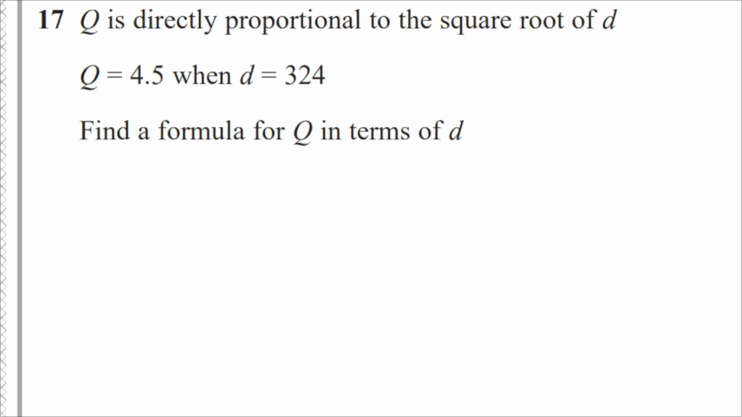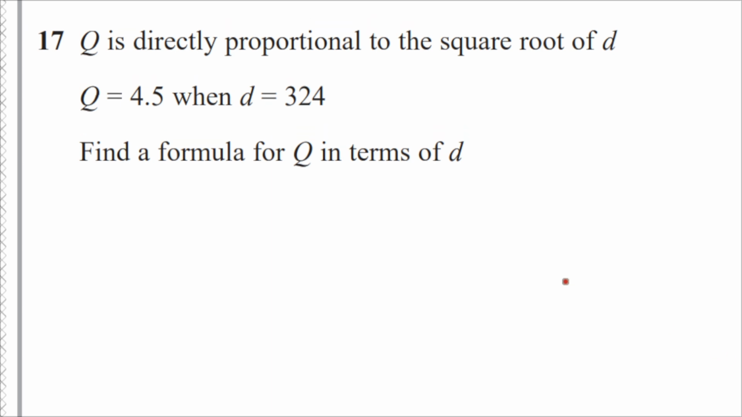Question 17. It's 3 marks. It's asking to find some value of Q. Alright, so let's look at this. Q is directly proportional to the square root, this is important, of D. Q is this, D is that. Find the formula for Q in terms of D.